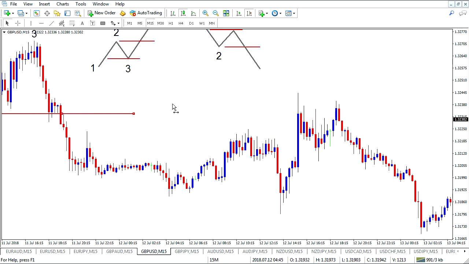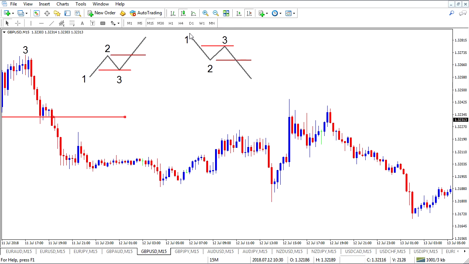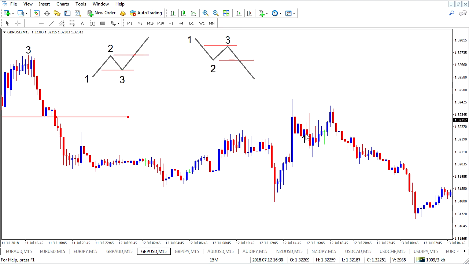So another example of that could be right here. Point 1, point 2, point 3. And our entry would be right here when we get 1 pip below the point 2 area of support. 1, 2, 3, and then once we break below, we get a move, which sometimes would be considered point 4.